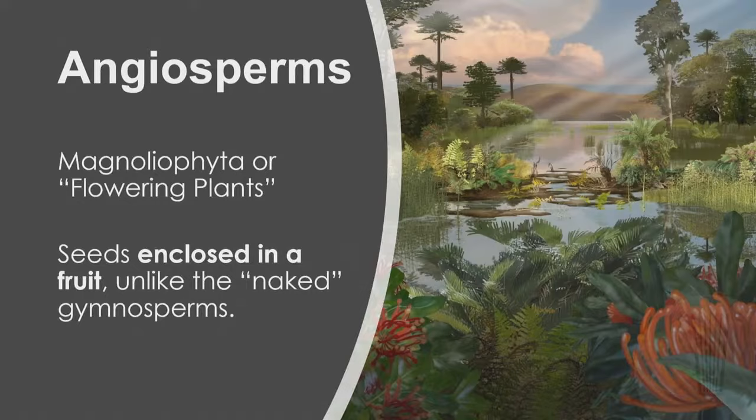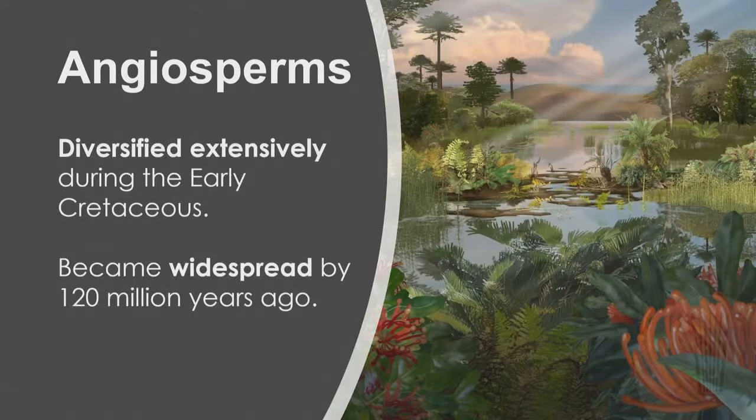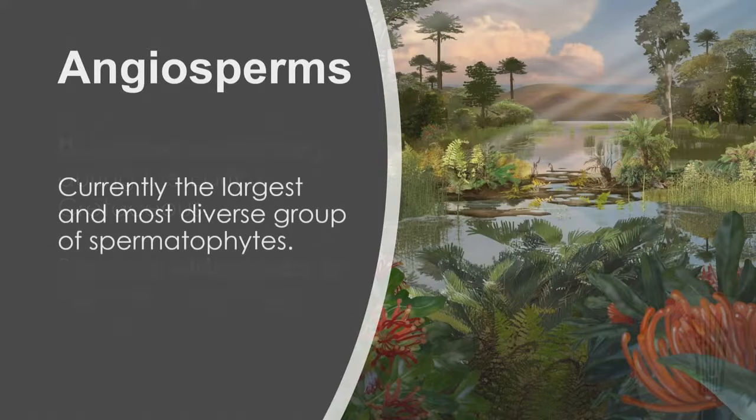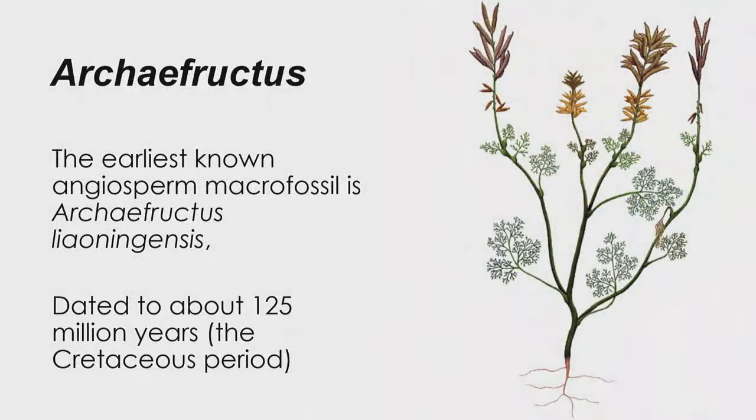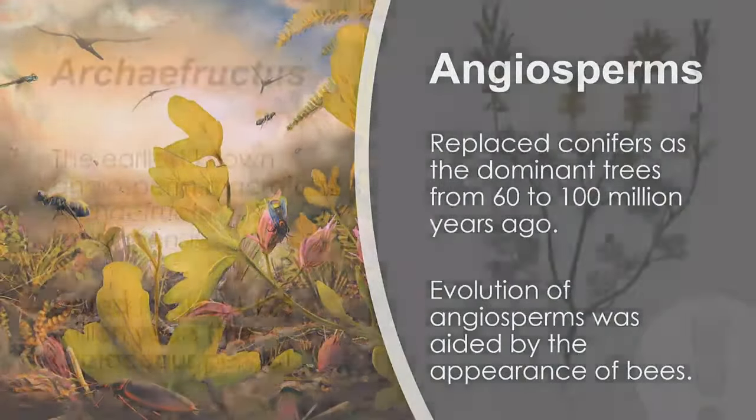Seeds enclosed in a fruit is how we define the flowering plants, or the angiosperms, unlike the naked seeds of the gymnosperms. It diversified extensively during the early Cretaceous and became widespread by 120 million years ago. Angiosperms are currently the largest and most diverse group of spermatophytes, or seed-bearing plants. They make up most of the plants we have on the planet. Archaeofructus, the earliest known angiosperm macrofossil, that's not so much debated, like that other one I discussed, dated to about 125 million years ago, Cretaceous period. I wish I had a fossil of it, but I don't.